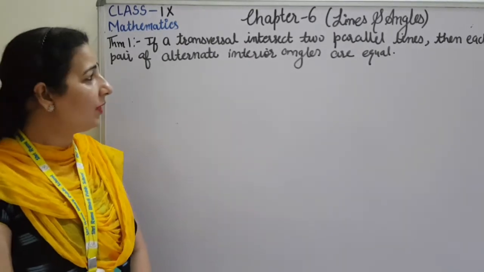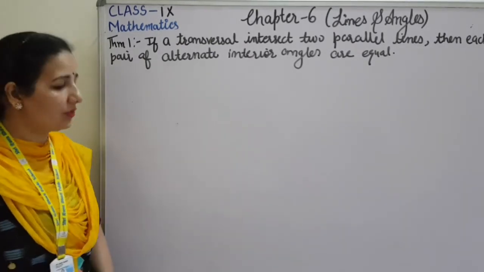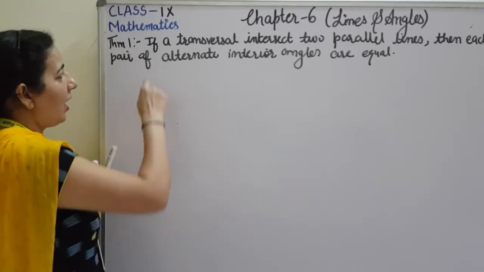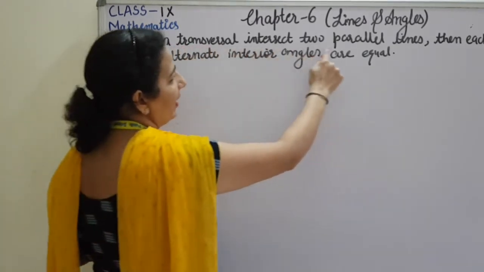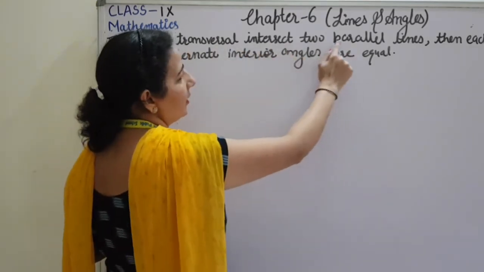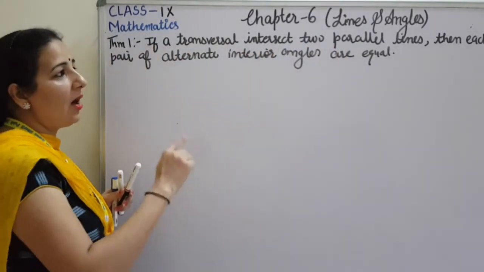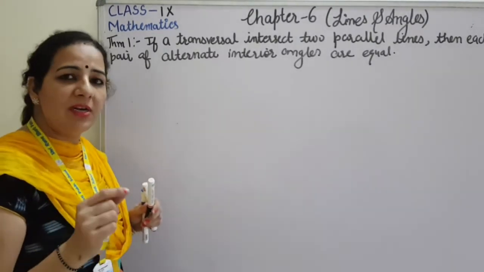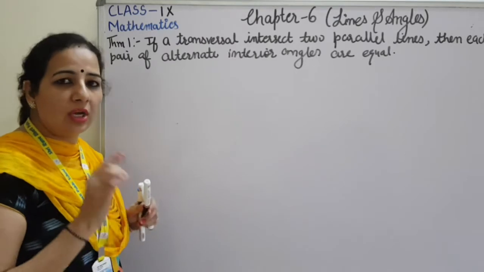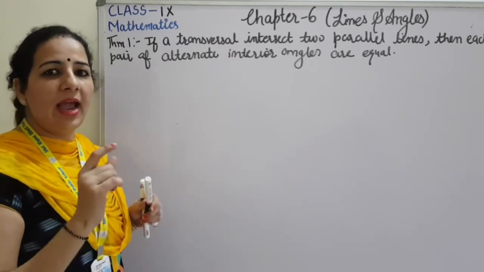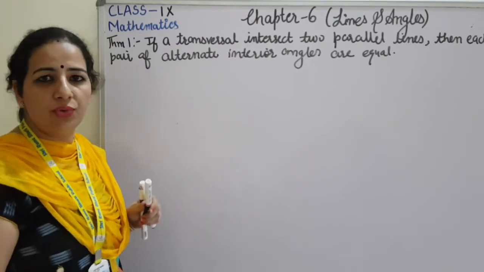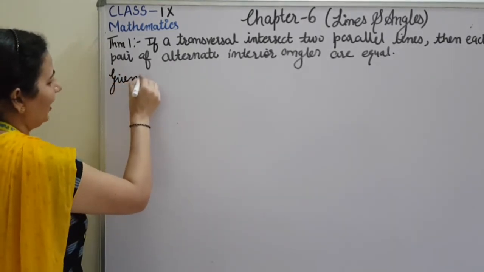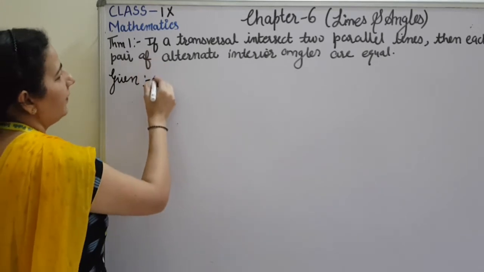So the first theorem is: if a transversal intersects two parallel lines, then each pair... After the "if" is what is given, and after the "then" is what we have to show. So what is given in the theorem, you should write properly: given and to show.